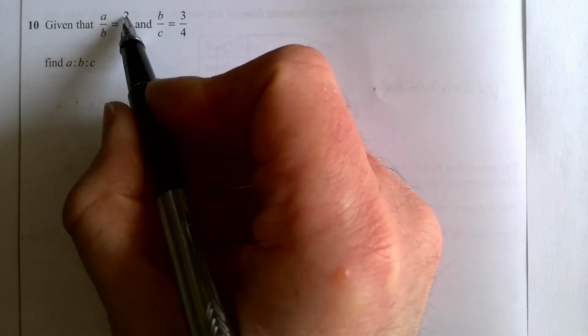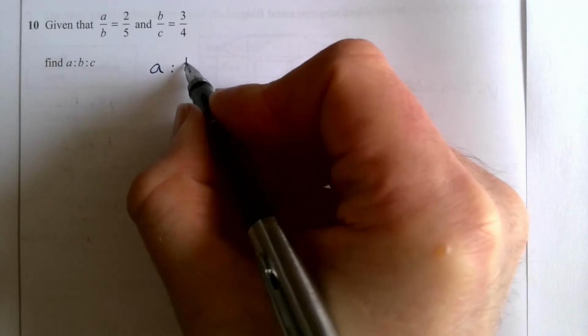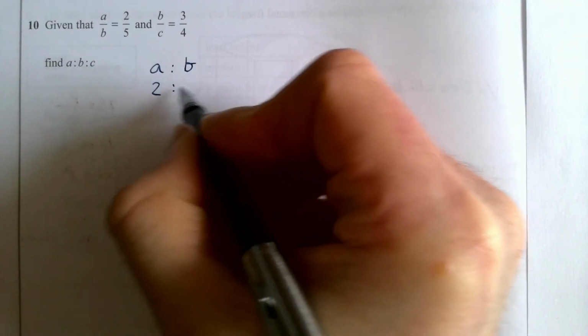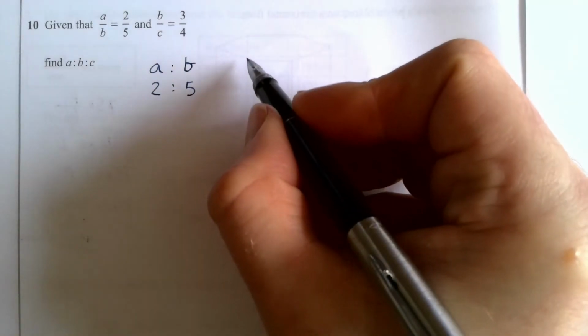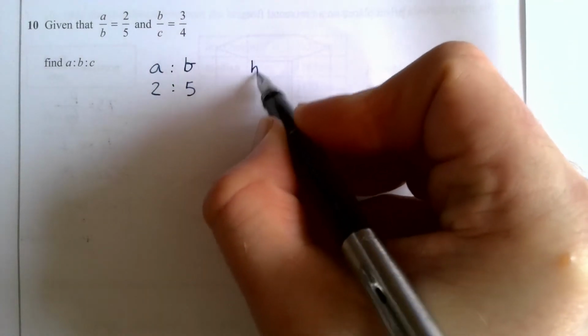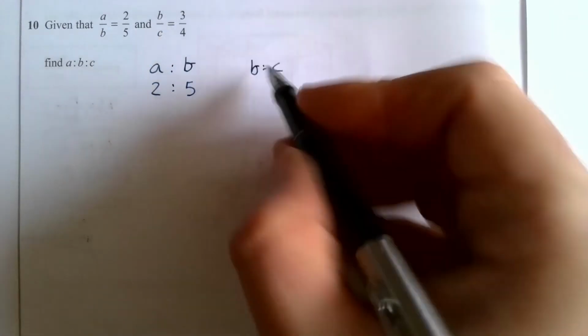Here's a 3-mark question. Now people do get in a real old mix on this. I did the first time I looked at this. Actually, there's a very simple way to go about it. So a over b is 2 over 5. So I'm going to say, right, I want a to b. Well, a is 2 when b is 5. I'm going to do the same thing over here. So b to c, when b is 3, c is 4.